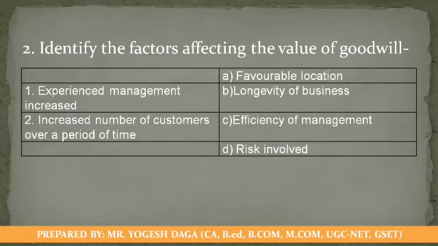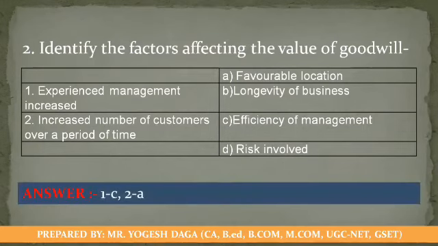Now students, for the first, experienced management increased what? Yes, it increased the efficiency of the management. So for the first, C is the correct option. And second, increased number of customers over a period of time. If the customers are increasing over a period of time, it means you have started your business in a good location. So yes, the A option is the correct option, that is the favorable location. So this is the answer on the screen. For the first, C is the correct option, and for the second, A is the correct option.